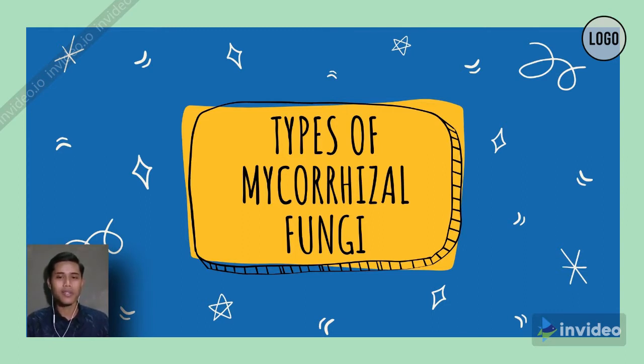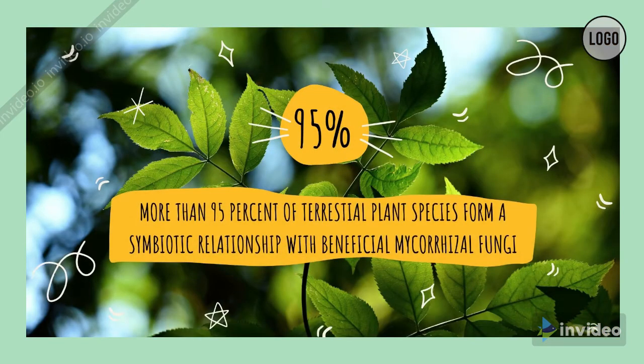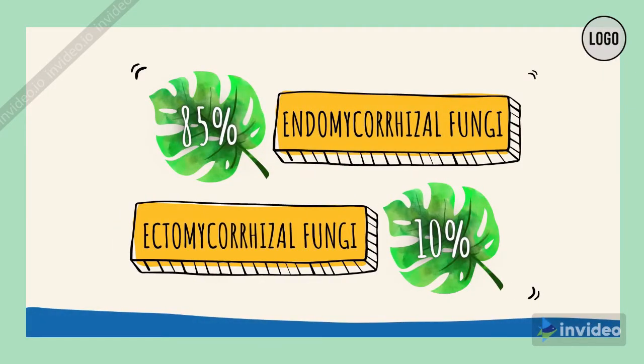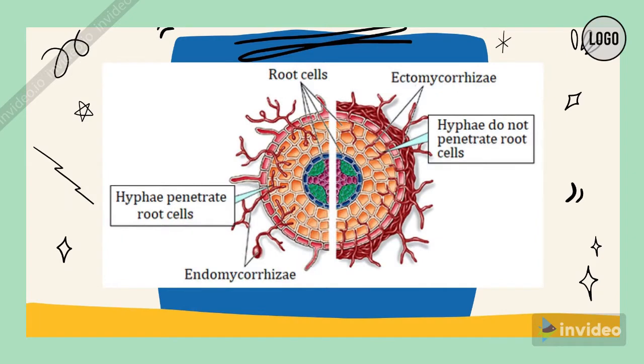Now, let's talk about types of mycorrhizal fungi. More than 95% of plant families form symbiotic relationships with mycorrhizal fungi: 85% with endomycorrhizal fungi and 10% with ectomycorrhizal fungi. So, what are endomycorrhizal fungi and ectomycorrhizal fungi? Endomycorrhizal fungi are mycorrhizal fungi whose hyphae penetrate the cell wall and invaginate the cell membrane, while ectomycorrhizal fungi are mycorrhizal fungi whose hyphae do not penetrate the cell of the plant root.